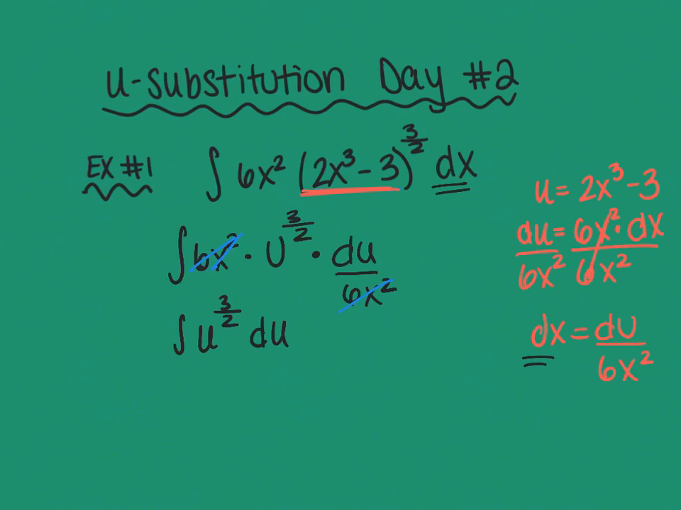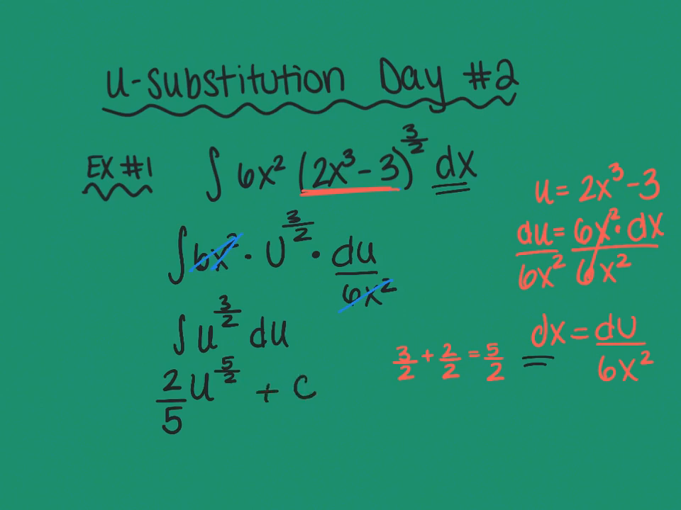So now just as a review, we're adding 1 to the power and then dividing by that power. So I'm going to do that on the side over here. So 3/2 plus 1. 1 is the same thing as saying 2/2. So 3/2 plus 2/2 is 5/2. So that is what my new exponent is going to be. So u to the 5/2. Now you can divide by 5/2 if you'd like, but I'm going to multiply by the reciprocal of 2/5. That's the same thing. And then plus c.